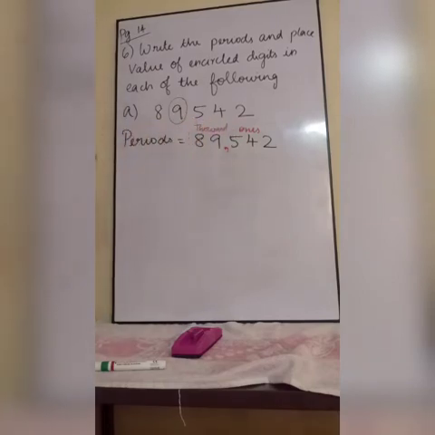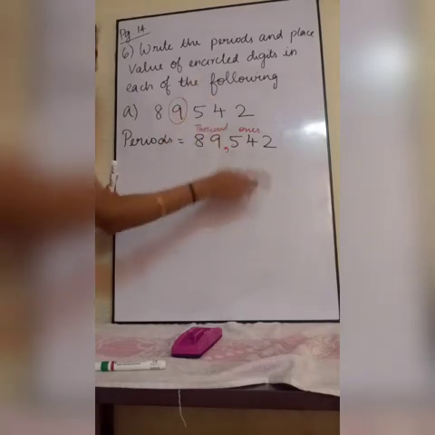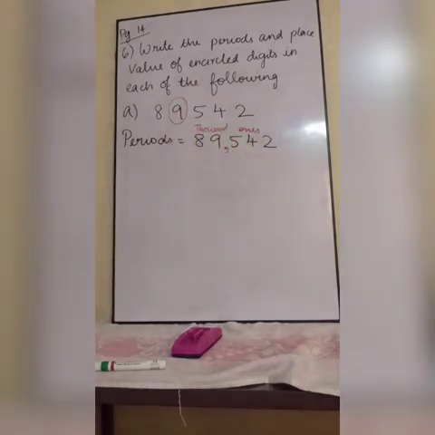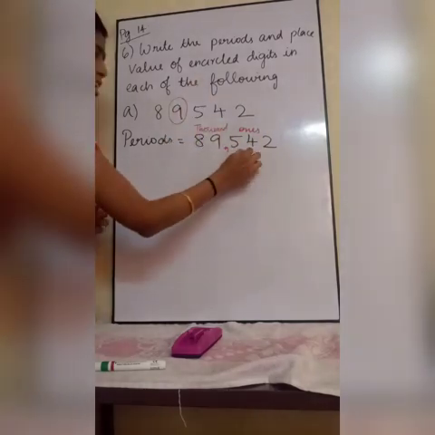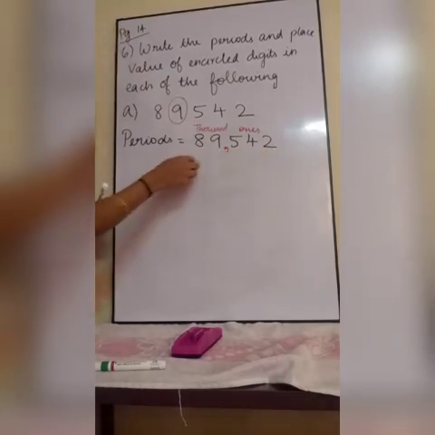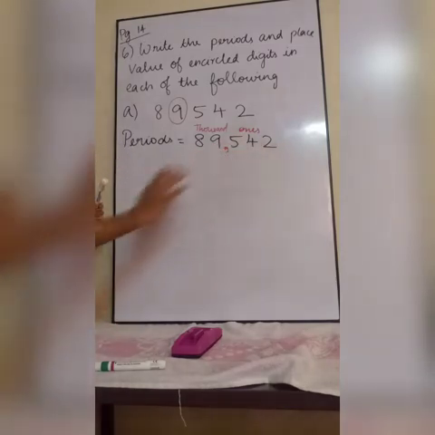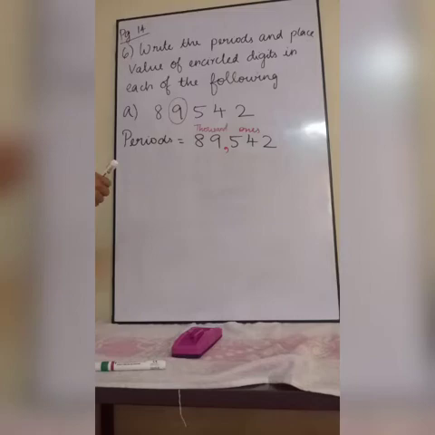So how will you call this number? 89,542. Right, like this only you will consider. So, ones, tens, hundreds, comma, 1000, 10,000. Like this, you should separate them in periods. So, if they ask you to do periods, you have to write like this. Next, what do they ask you?